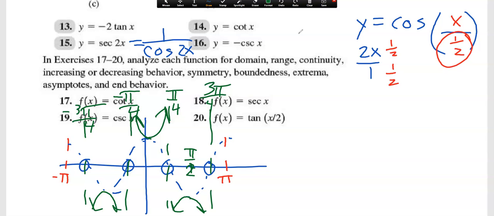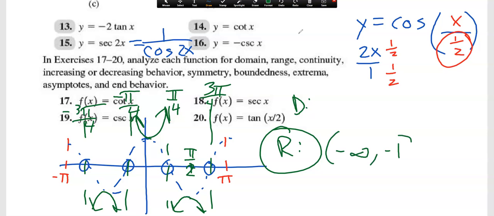We can go through and answer all these questions. Since we did a horizontal shrink, will the range change? Listen to my question. Will the range change since I did a horizontal shrink? Or is the range still negative infinity to negative 1 bracket union 1 to infinity? The horizontal shrink didn't do anything to that range.